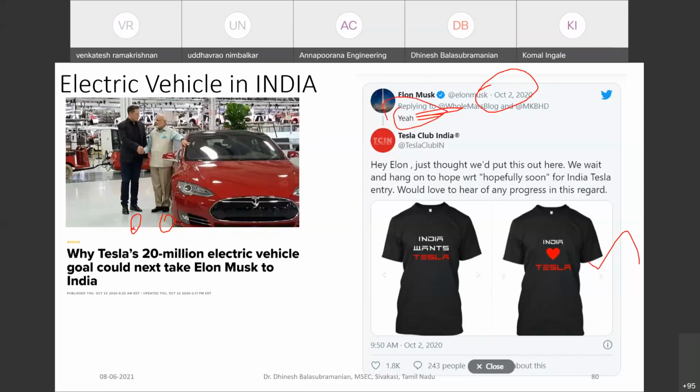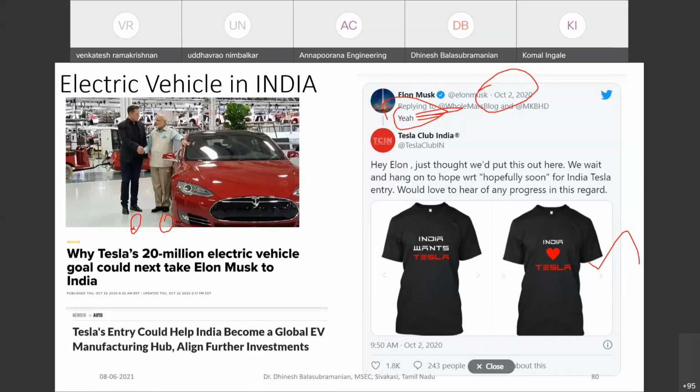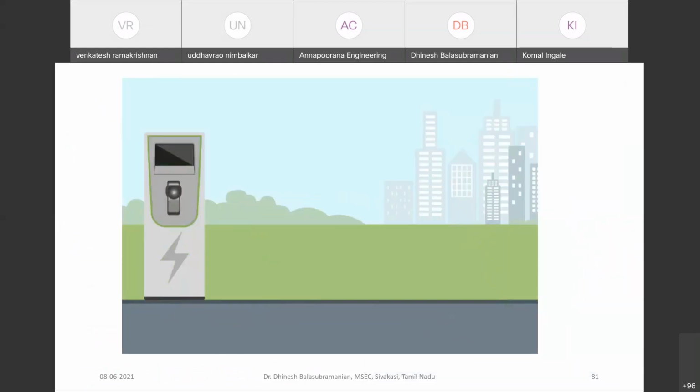Yeah. So why could Tesla's 20 million electric vehicle goal next take Elon Musk to India? Because India is highly populated and the Indian government is also very keen to switch over from internal combustion engines to EVs. So the percentage of EVs would increase and the population is higher, so there would be a huge market for electric vehicles. But technology-wise, the charging and other parts have not been enhanced. That is why the global electric vehicle leaders have not yet stepped into India. But as years progress, there would be a very big market for electric vehicles in India. So that's what the current future explains.